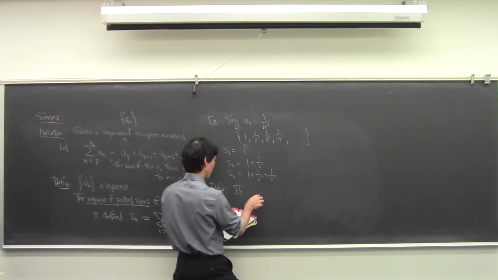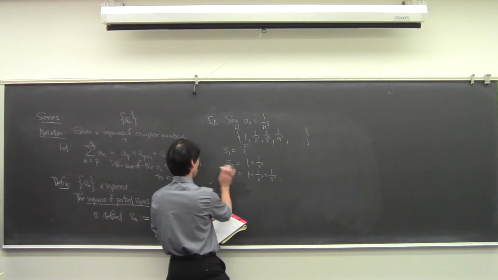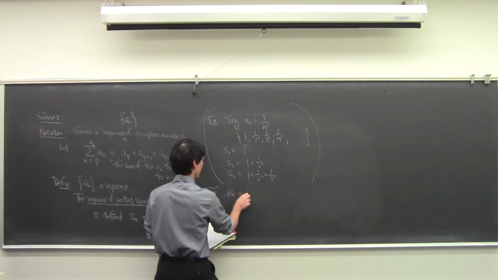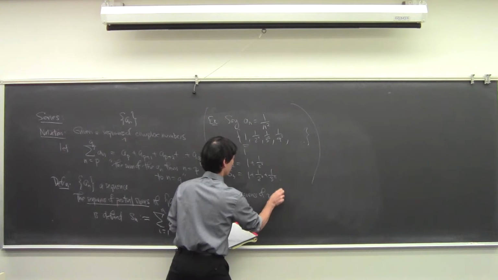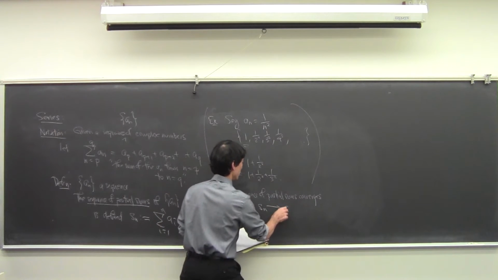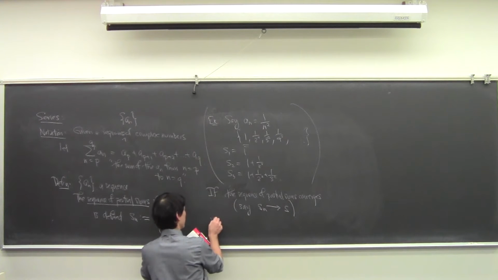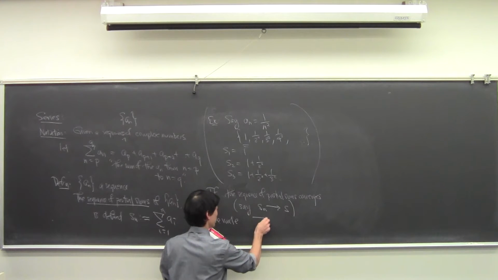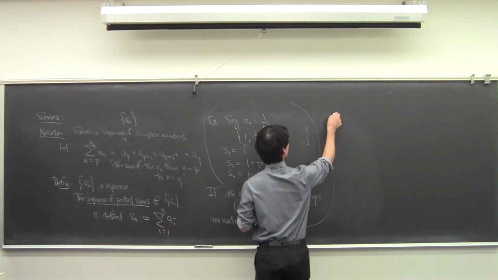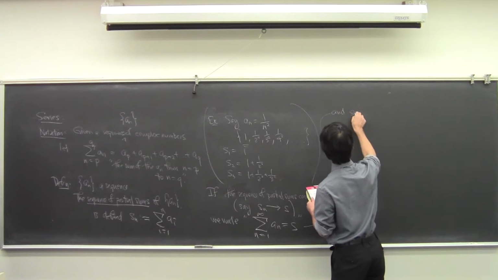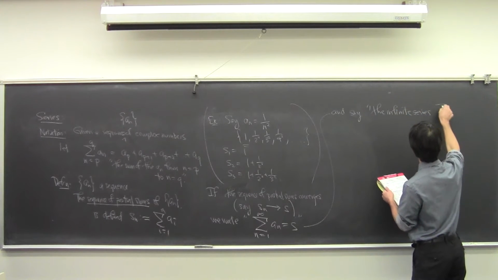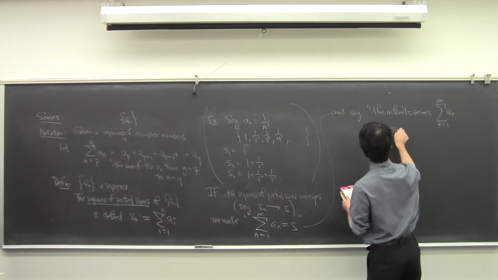Continuing the definition, if the sequence of partial sums converges, say S sub n converges to some value s, then we write summation a sub n from 1 to infinity equals s, and say the infinite series a sub n sums to s.